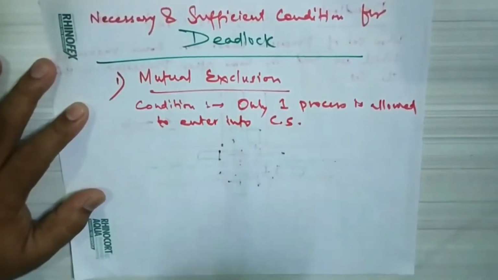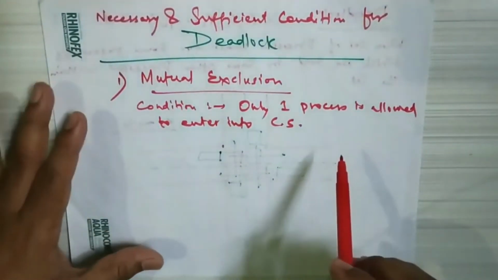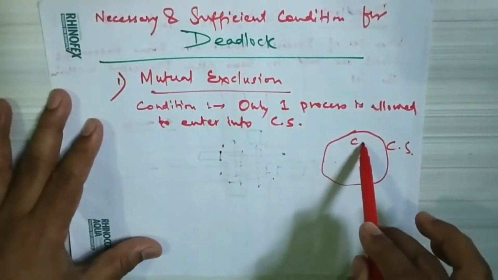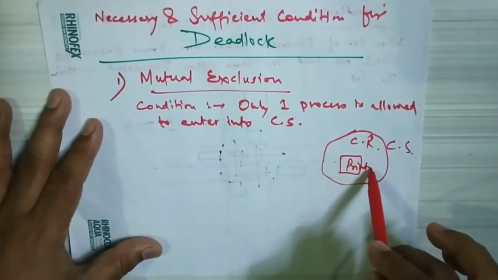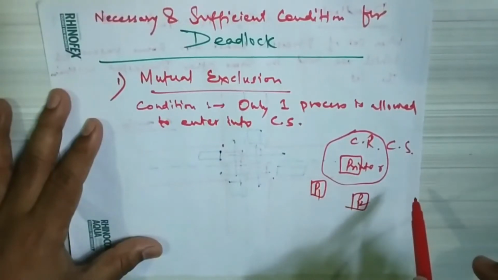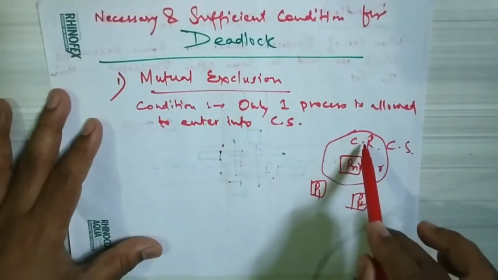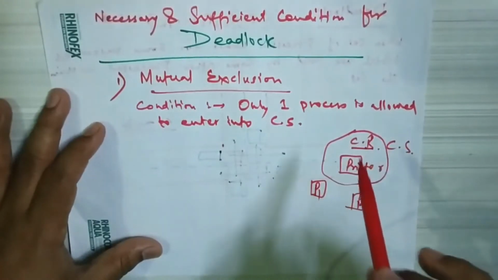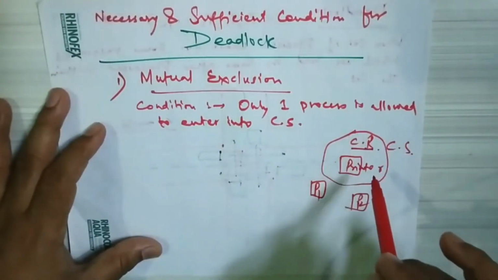Regarding the critical section, we have already learned that this is a section where all the critical resources are kept. For example, if you have only one printer which is shared among multiple processes, that is P1 and P2, the resource shared among multiple processes is called the critical resource, and critical resources are kept inside the critical section. So mutual exclusion is the condition which says that only one process is allowed into the critical section.